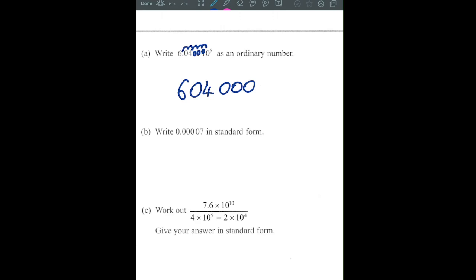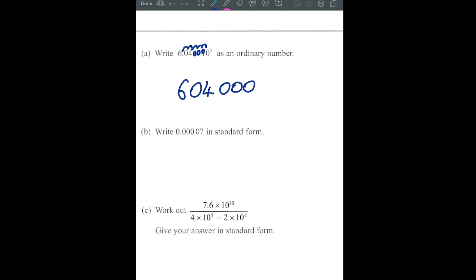Again, you can cheat in your calculator. If you type in 6.04 times 10 to the power of 5, your calculator actually gives it to you as an ordinary number immediately, as 604,000. It won't always do that. It won't always give you the answer as a proper number. But if you type both in and they both look the same in your calculator, then you've got there.